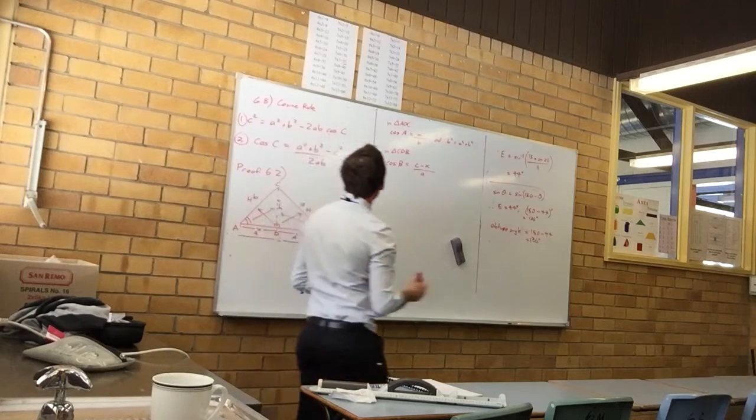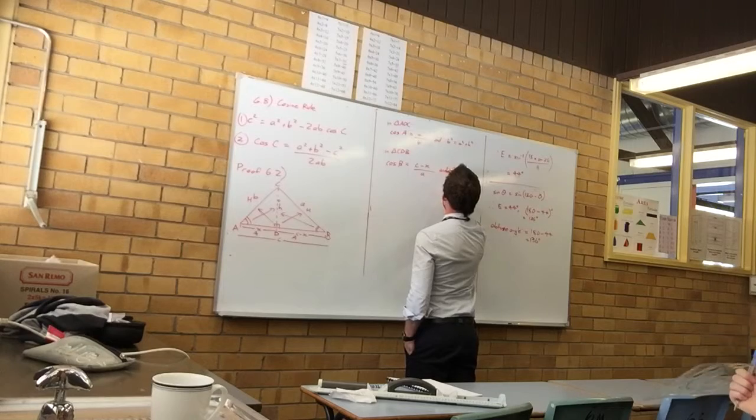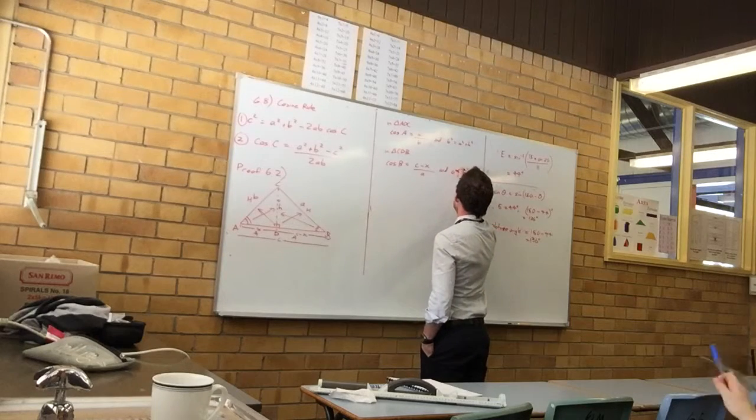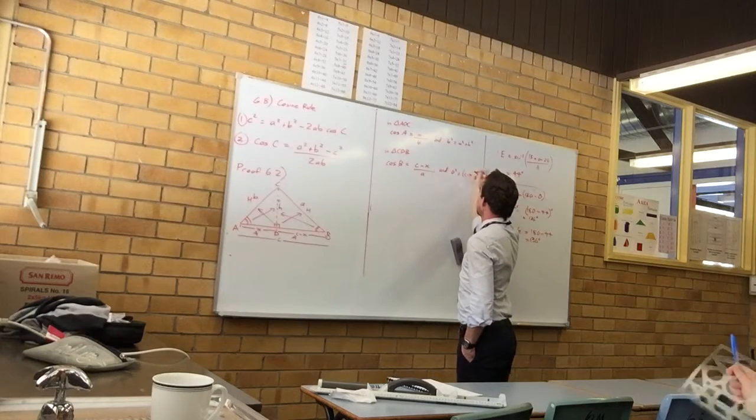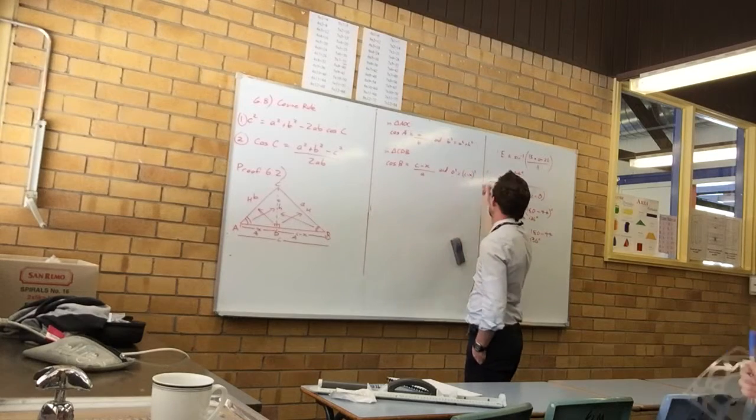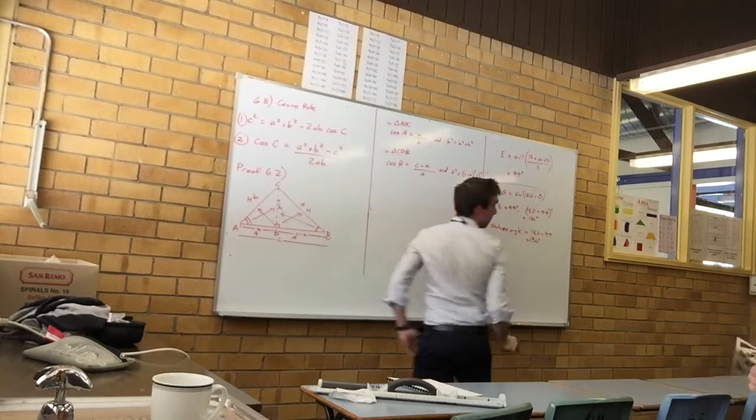Right, we also have Pythagoras. So we have a squared, which is going to be c take away x squared plus h squared.